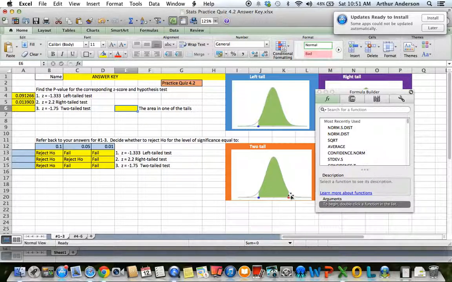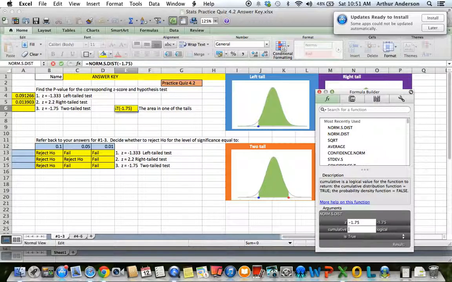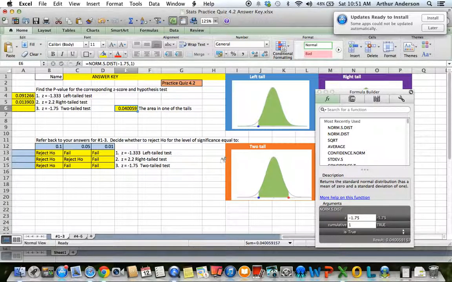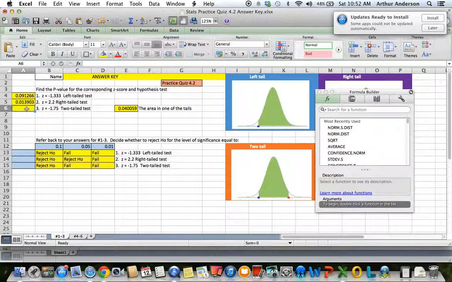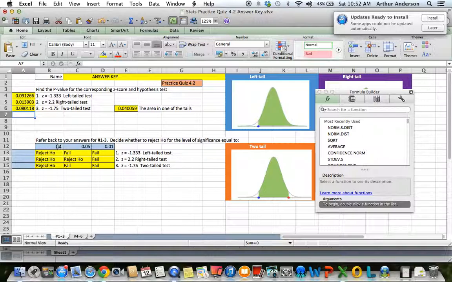For a two-tailed test, what we have to do is find either the area to the left of the blue dot or the area to the right of the red dot. Because the z-score that's given here is negative, we'll be finding the area to the left of the blue dot by selecting norm.s.dist, and the z-score is negative 1.75, and cumulative is again true. So that area represents approximately 4% of the area under the curve, but because it's a two-tailed test, we have to double that for the p-value, so we say equals 2 times cell E6, and we get approximately 8%.